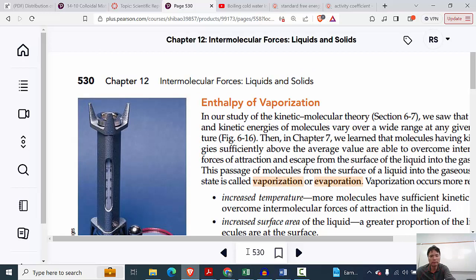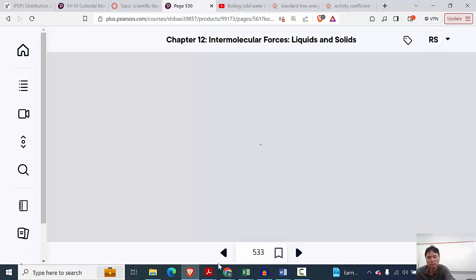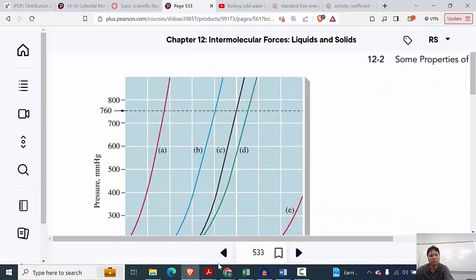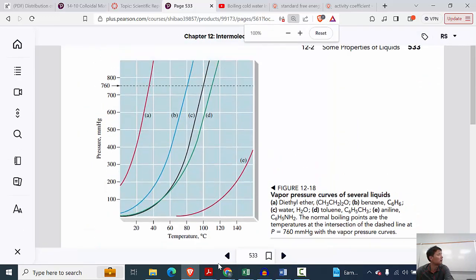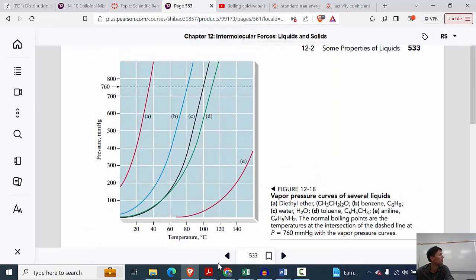I think it was 533. Do you guys remember this? These are back in chapter 12. These are called the vapor pressure curves. And so if you look at water, water's C here.